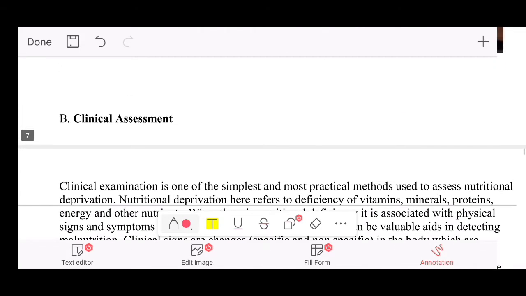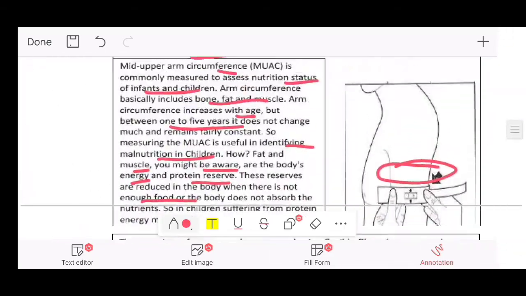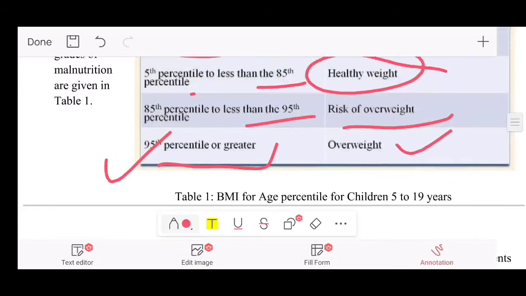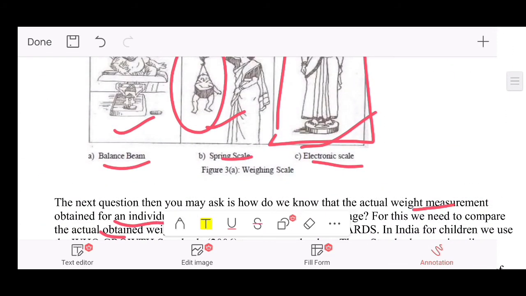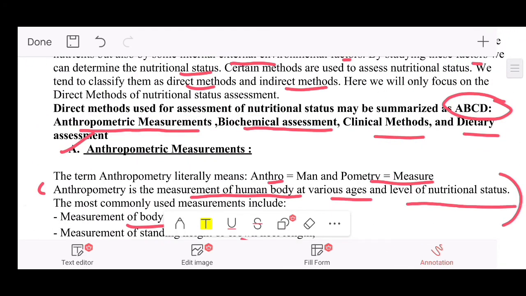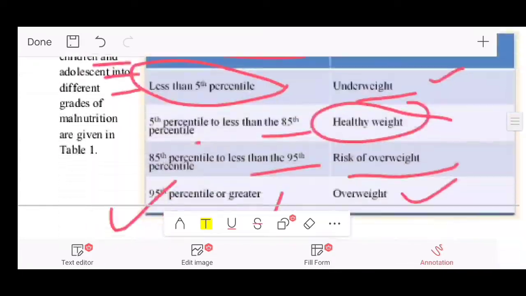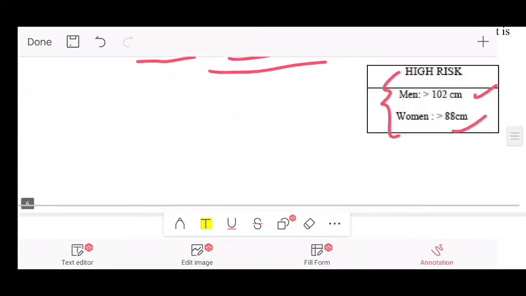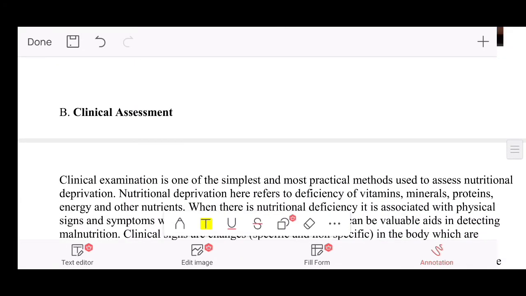Okay, so all the things whatever we have seen, these are all the things we have seen in the anthropometric measurement. Next we will see the clinical assessment.